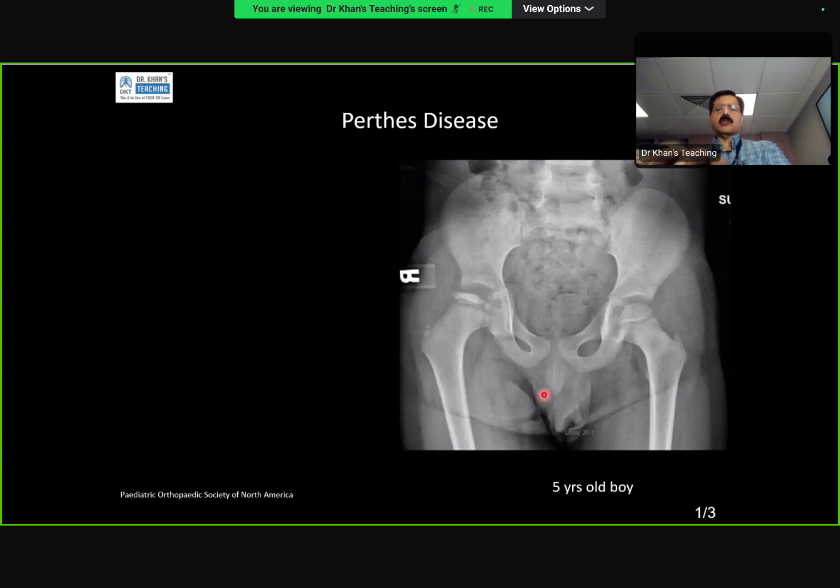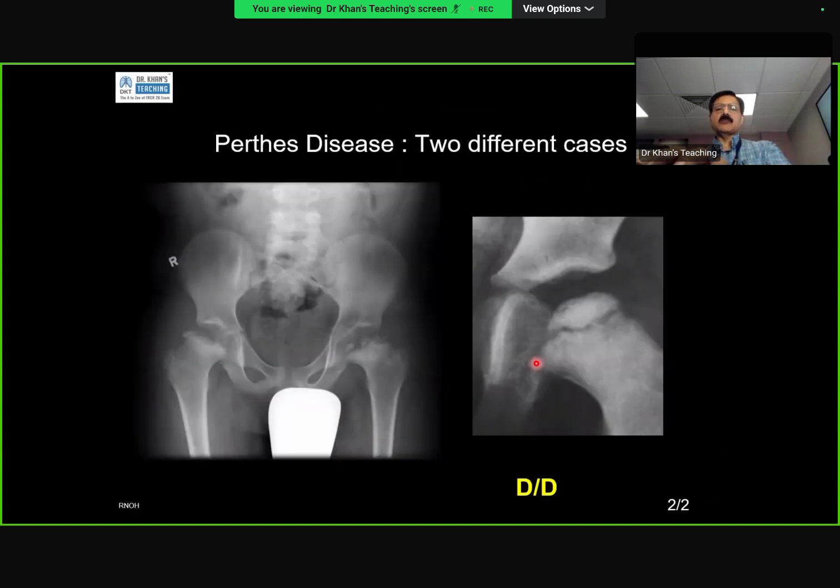I'll project the differential shortly. This is a slightly more chronic case where you can see a fragmented, sclerotic epiphysis. This is the type of case which is very important for the exam. I'll come back to this, but this is another one, unilateral. Now, if you see here, there is bilateral, symmetrical, fragmented epiphysis. Candidate 4, what is your differential?